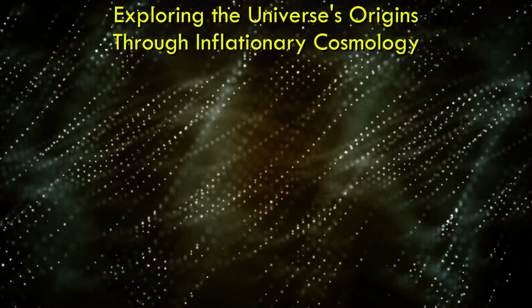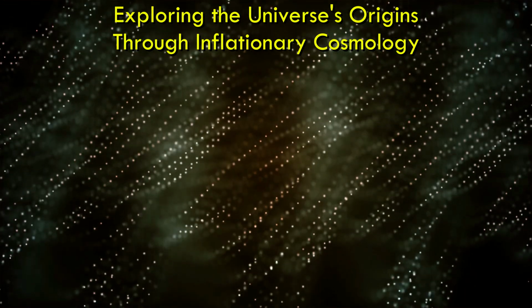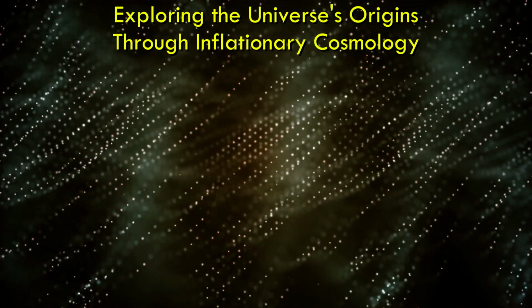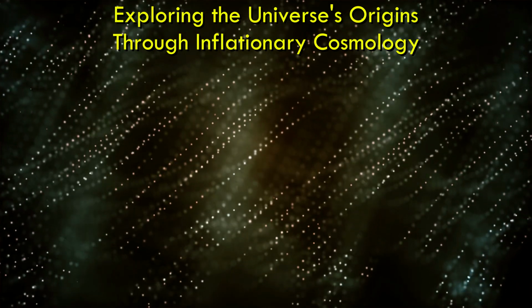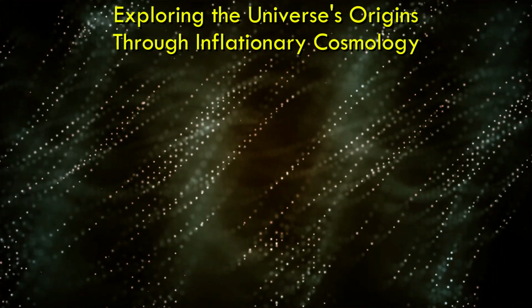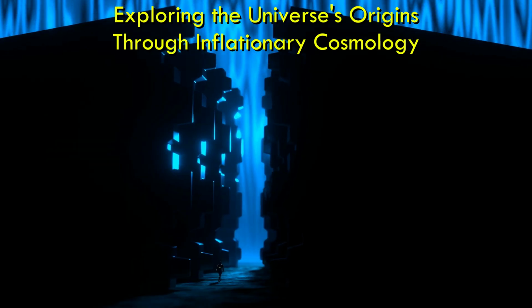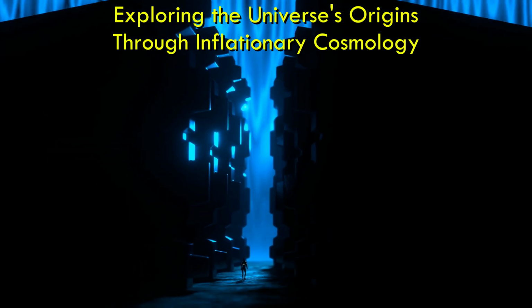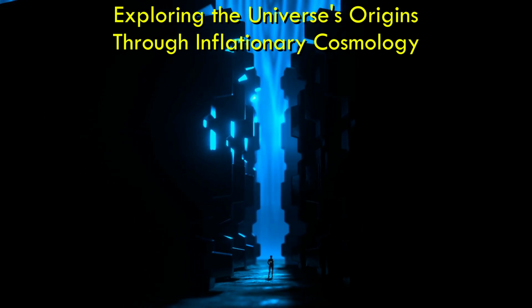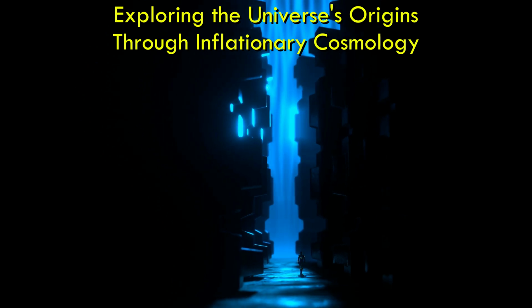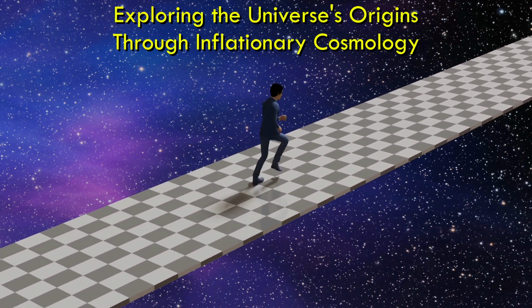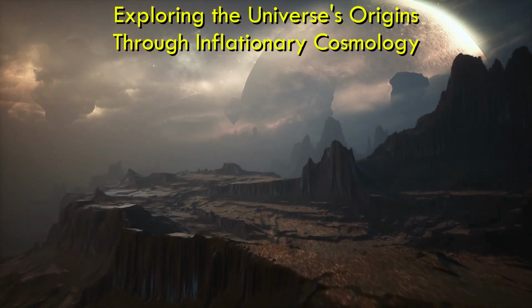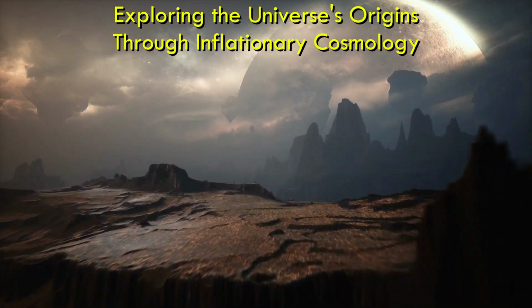The flatness problem is another conundrum that inflationary cosmology seeks to address. This problem involves the apparent fine-tuning required for the universe to have the flat geometry observed today. According to the Big Bang Theory, any initial curvature, positive or negative, in the universe's geometry should become increasingly pronounced as the universe expands. However, observations indicate that the universe is remarkably flat, suggesting that its density is very close to the critical density needed to achieve this flatness. Without a mechanism like inflation, the initial conditions of the universe would have had to be set to an implausibly precise degree to result in the observed flatness.